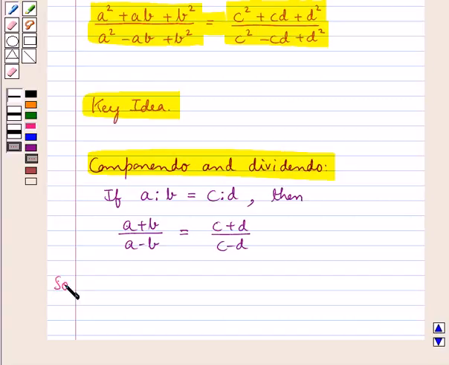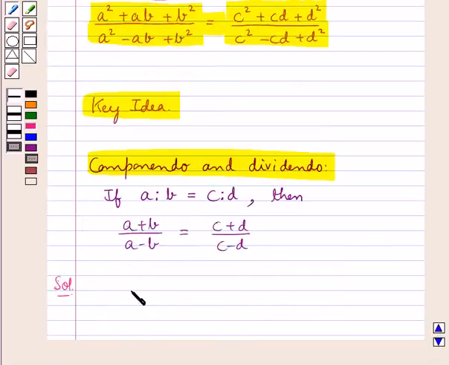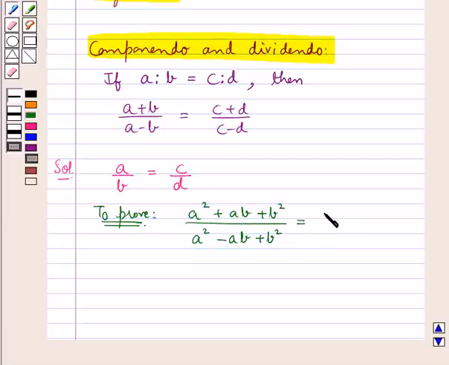Let's move on to the solution now. In the question, we are given that A upon B is equal to C upon D and we are supposed to prove that A square plus AB plus B square whole upon A square minus AB plus B square is equal to C square plus CD plus D square whole upon C square minus CD plus D square.